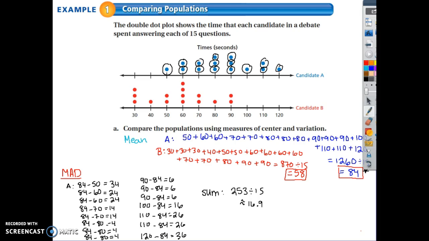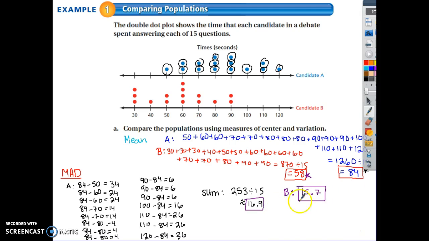Now, I did tell you that I would not walk you through the process again for candidate B. So I will just tell you that the MAD for candidate B is about 15.7. This means that on average, the responses for candidate B were about 15.7 seconds away from the overall average of his responses, which was 58 seconds.